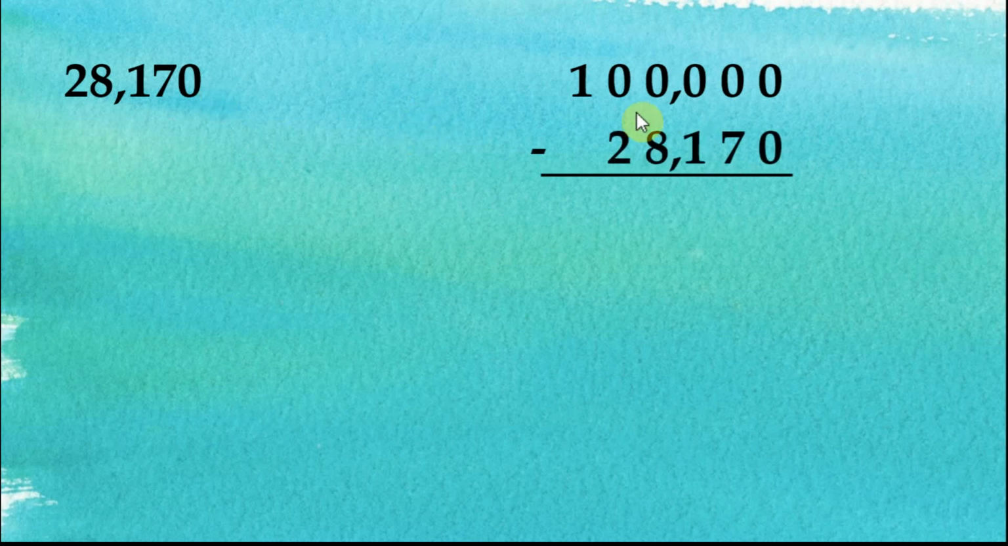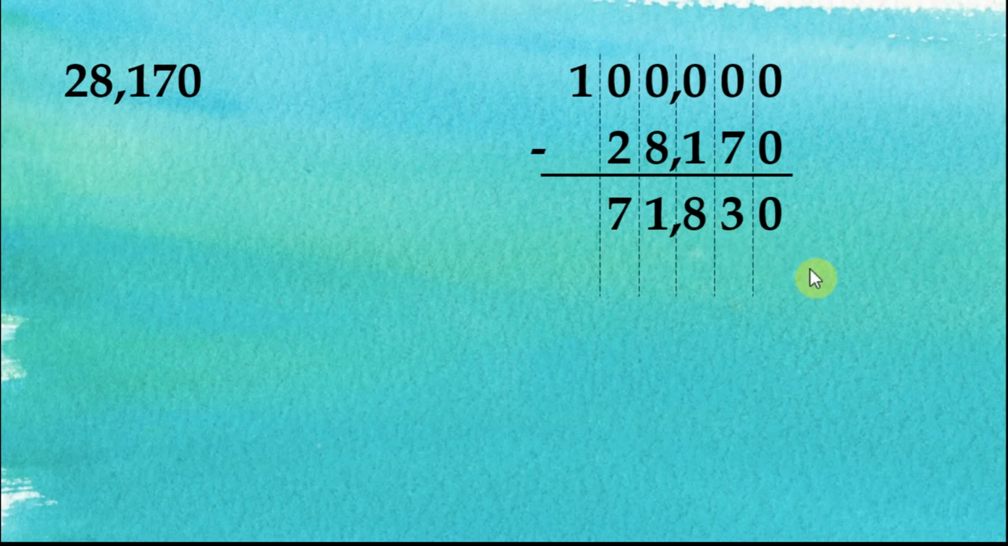28,170. Let's say the base is 100,000, and we would like to find the complements of this number, and therefore we subtract this number from 100,000, and the answer is 71,830. And again, we check the sum of the digits, and we found that if the last digit is 0, then the sum of the last digit will be 0, and the sum of the second last digit will be 10.